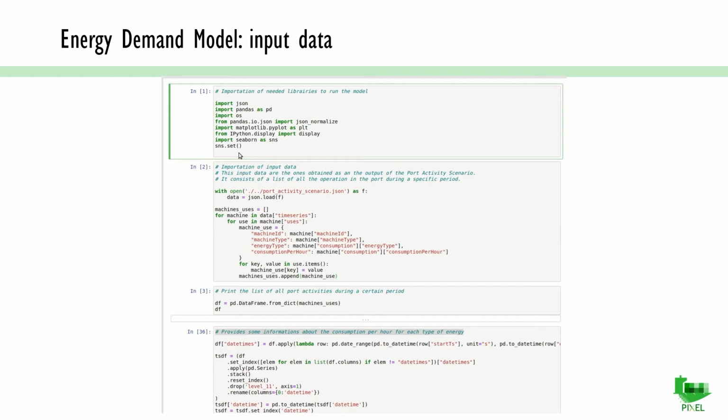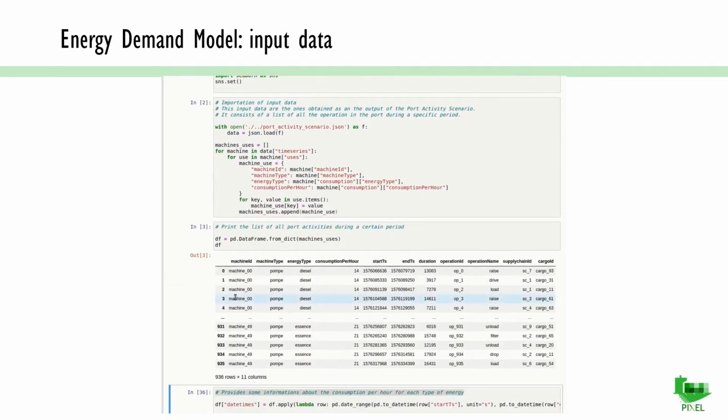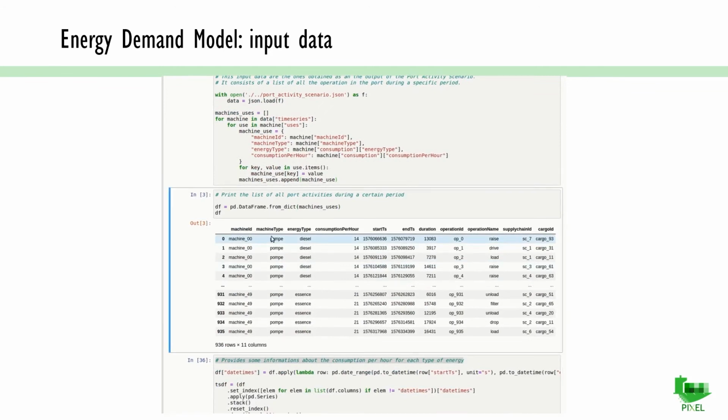Enough speaking, let's see how it actually works. The first thing to do is to connect the energy model to the output of the Port Activity Scenario. As you can see, we now have an ordered list of all port activities that have happened during a specific period of time. We will use this list and do some data analysis and transformation in order to provide a port operator or the port energy manager with the useful information and estimation.